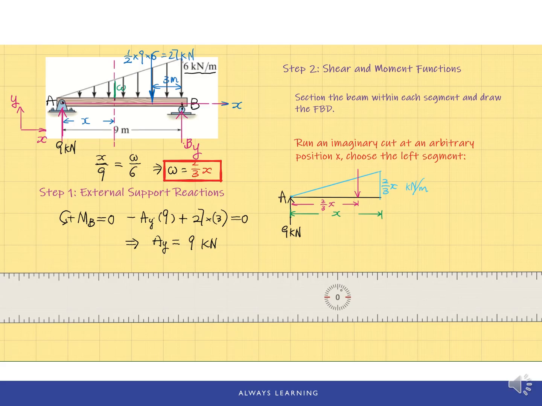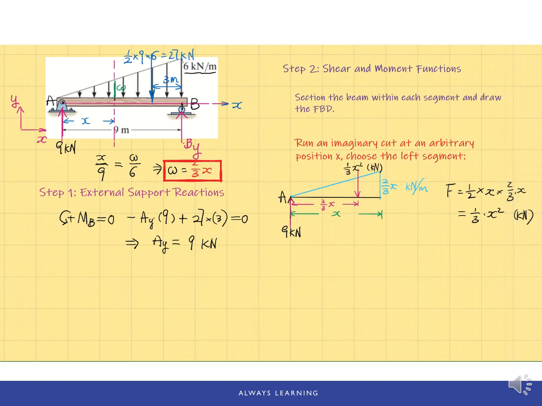So this will be 2/3x, and the magnitude will be the area of the triangle. So let's calculate the area of the triangle. So the concentrated load equals 1/2 times the base, which is x, and times the height, which is 2/3x. So this concentrated load actually is 1/3x squared kilonewton.